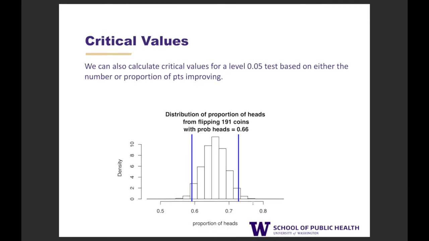We also talked about calculating critical values before. How do we calculate critical values for tests? We look at our sampling distribution and then look at quantiles of that sampling distribution. Here, we could identify two proportions such that only 2.5% of trials fall above those proportions, and 2.5% of simulated trials fall below that lower proportion. These would be our critical values for a level 0.05 test based on the proportion of patients improving.